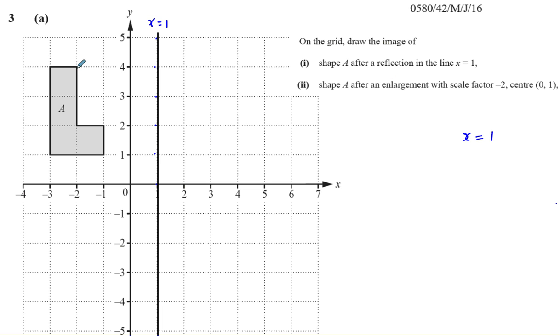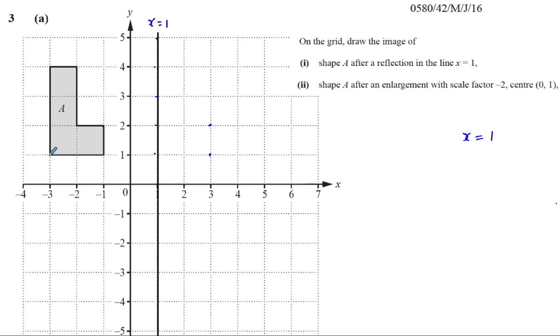Now when you reflect a shape, its image will be exactly the same distance on the other side of the mirror line. This is the mirror line, and the line joining a point on the object to the point on the image will always pass through the mirror line at 90 degrees. So this point here is going to reflect 1, 2, it's going to be 2 squares to the right. So that point's going to reflect to there, and this point's going to reflect to that point over here.